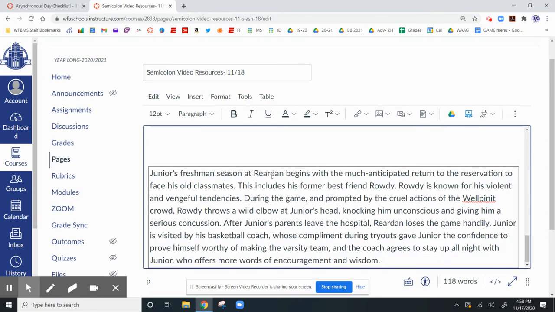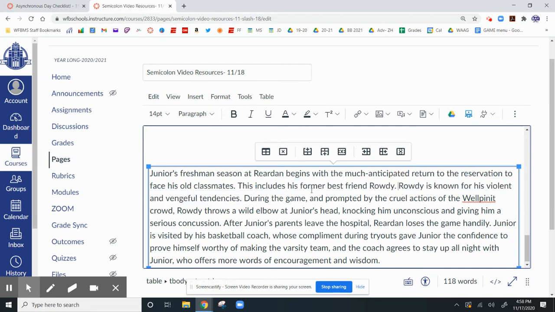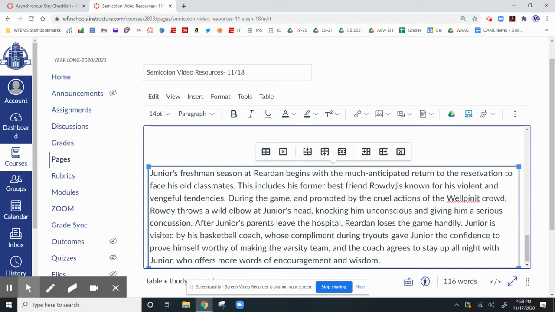So Junior's freshman season at Riordan begins with a much anticipated return to the reservation to face his old classmates. This includes his former best friend, Rowdy. Rowdy is known for his violent and vengeful tendencies. Nothing wrong with those sentences, but these two, I'm getting into short, choppy territory. And I'm talking about Rowdy in both cases, so this would be a great opportunity to use a semicolon. So instead of this includes his former best friend, Rowdy, I could get rid of this. And because I already said Rowdy, I don't need them back to back. The reader knows what I'm talking about, so I can just say he, and now I'm good.